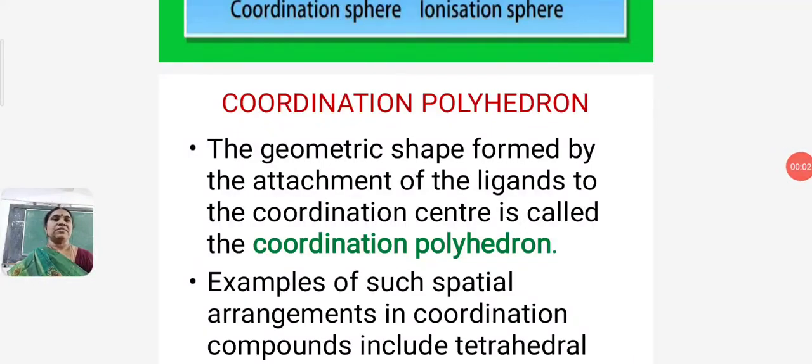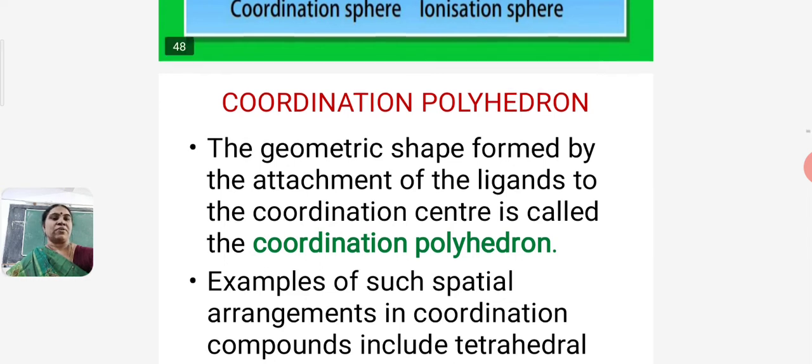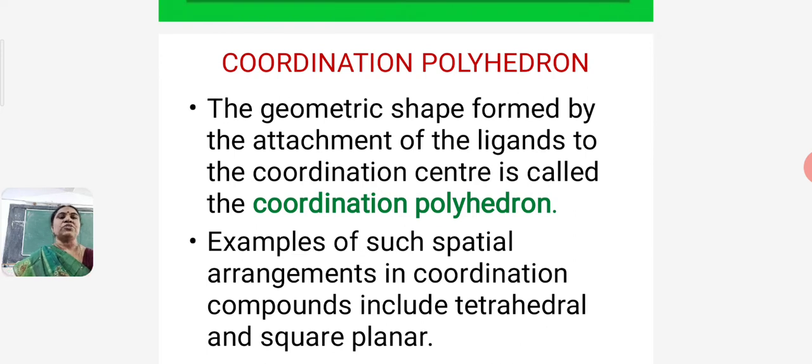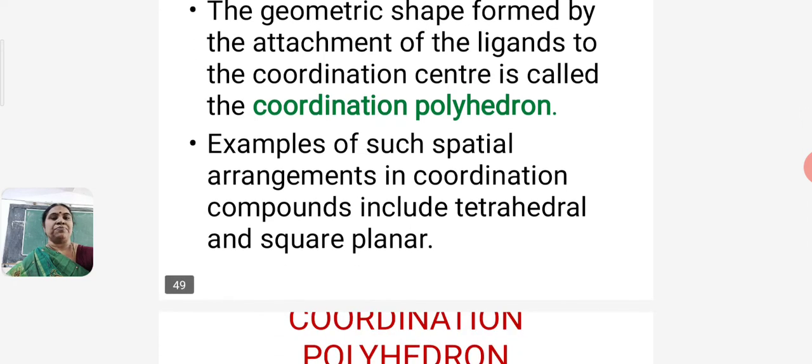Now let us learn about some more terms related to coordination complexes. Coordination polyhedron. When ligand atoms, molecules or ions surround the central metal or ion, they impart a particular geometry to the complex. This is called the coordination polyhedron. Examples of such spatial arrangements include tetrahedral, octahedral and square planar geometry.